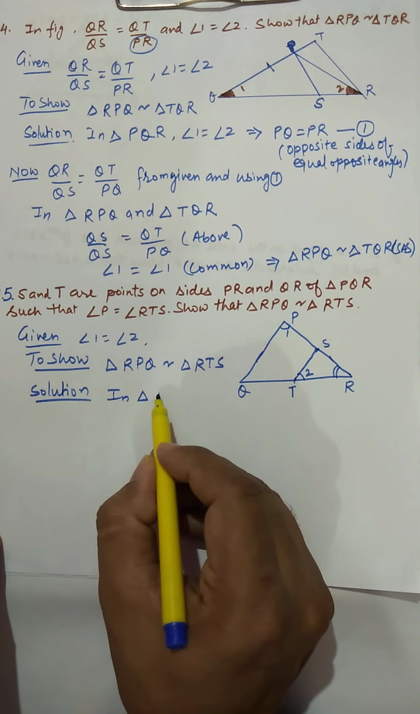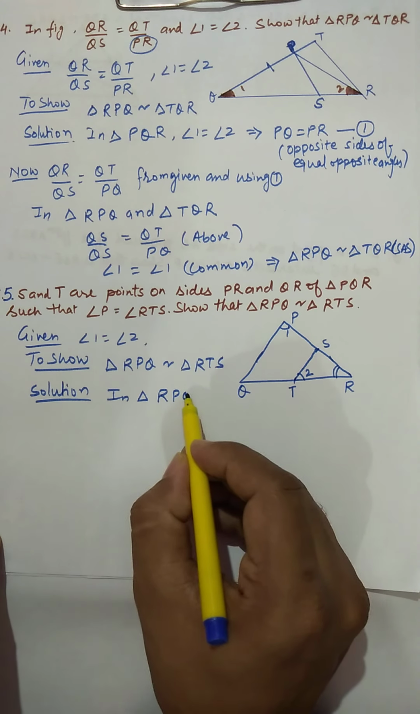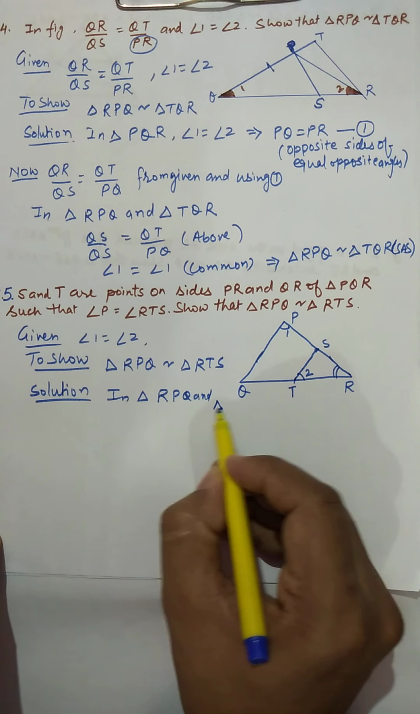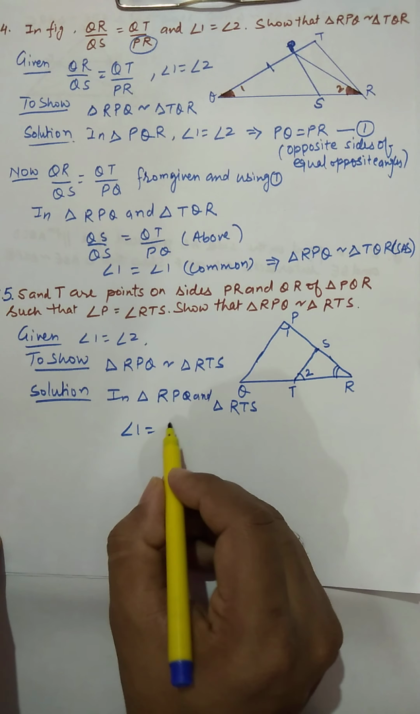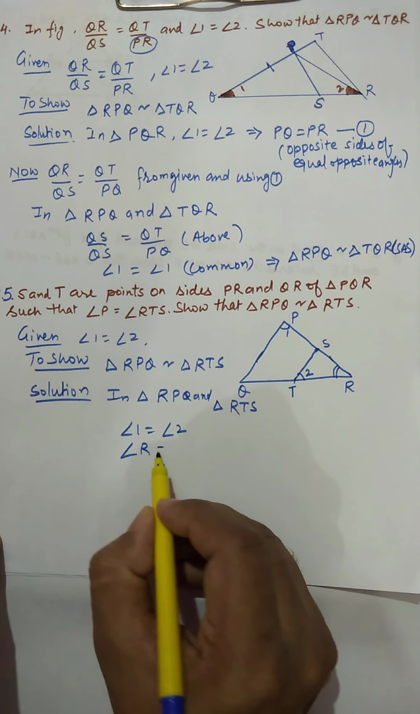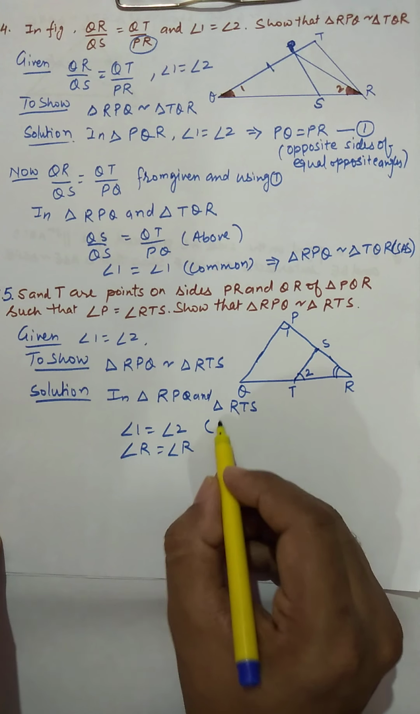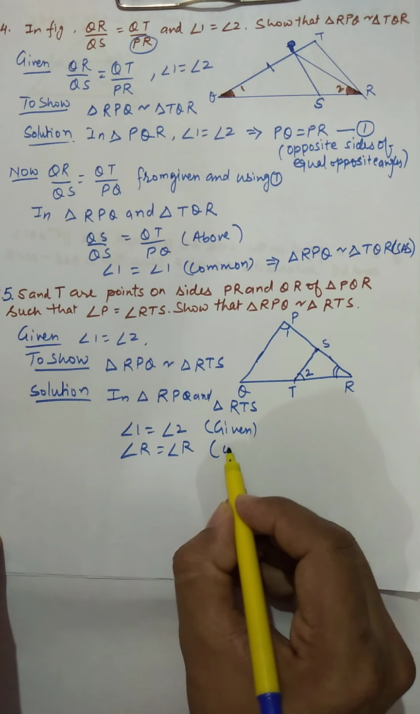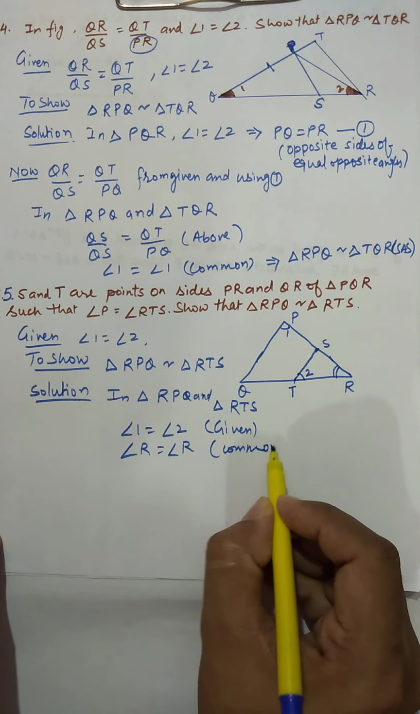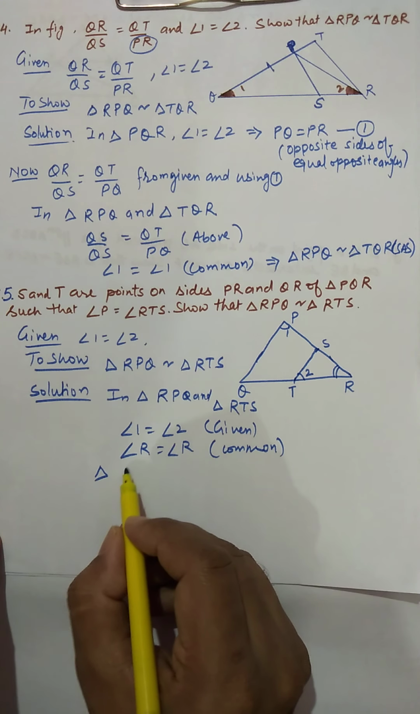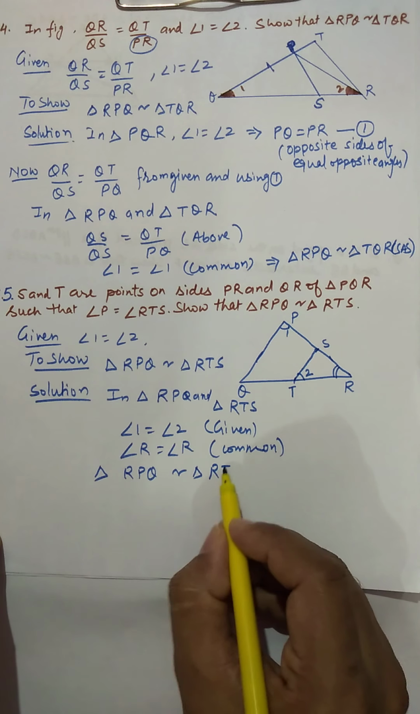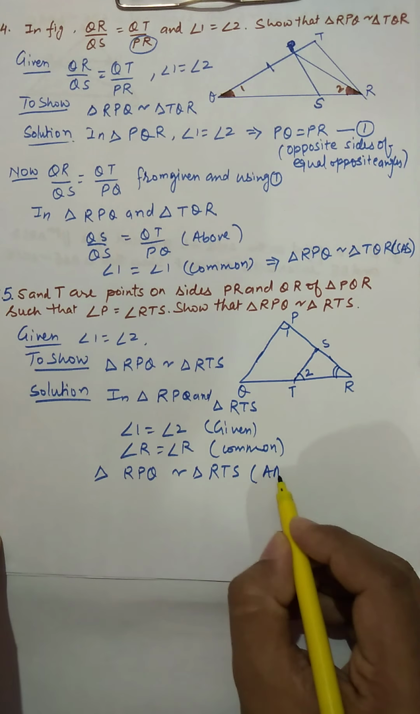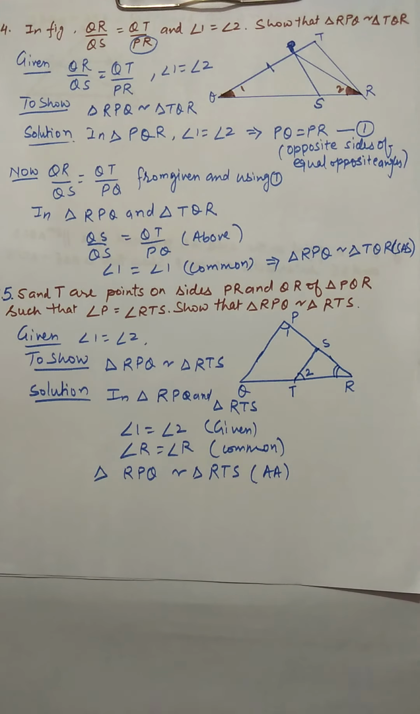in triangle RPQ and triangle RTS. We are getting angle 1 equal to angle 2 and angle R equal to angle R. This is given and this is common. So I can write directly that triangle RPQ similar triangle RTS by AA criteria. Now see question number 6.